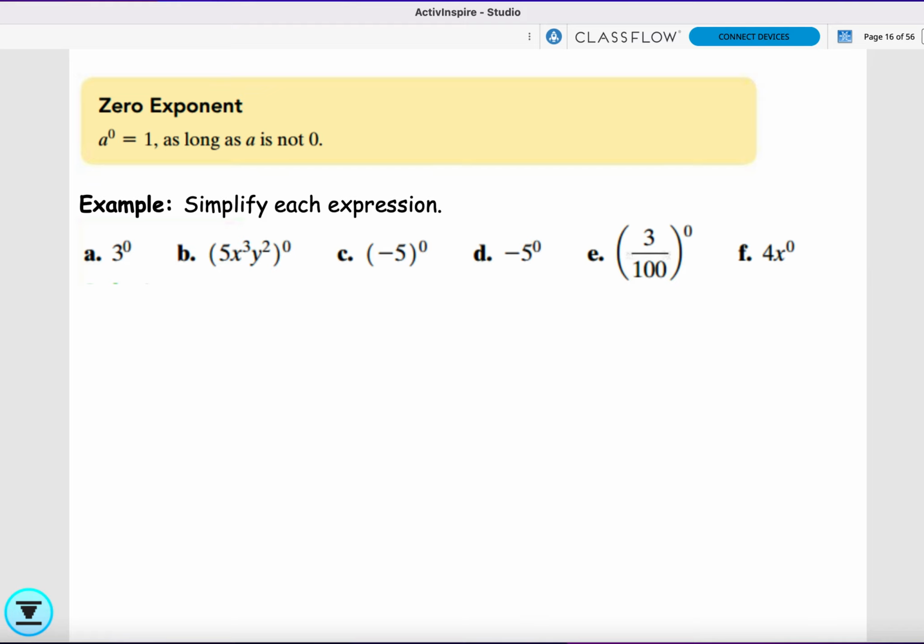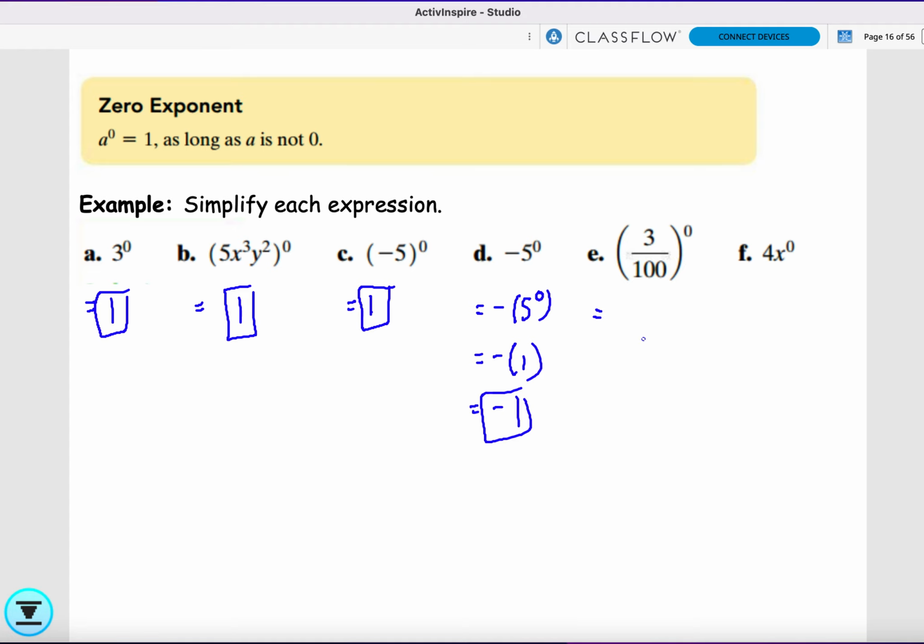Okay. As long as A is not 0 or any variables inside is not 0, you're good. So look at A. 3 to the 0, that's just 1. B, all of this to the 0 power, 1. Negative 5 in parentheses to 0 power is 1. D is negative 5 to the 0. So that means we have to do negative parentheses 5 to the 0. We know 5 to the 0 is 1. Negative times 1 is just negative 1.